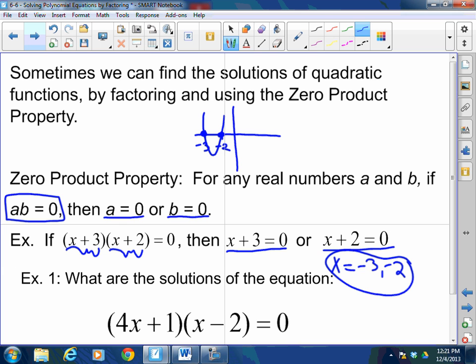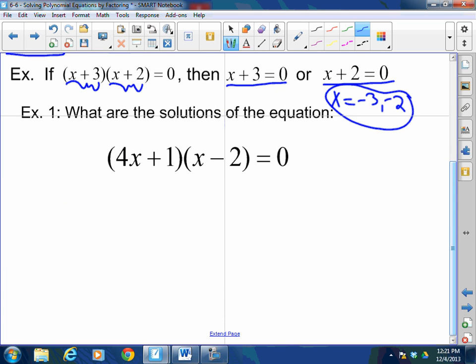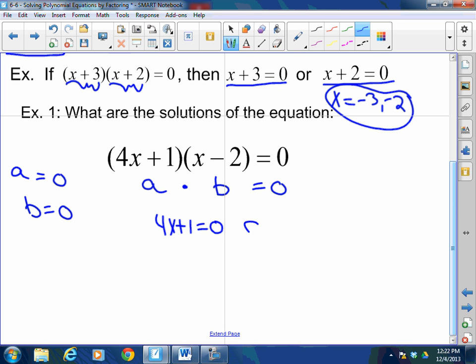Okay. So now I'm just going to practice the zero product property with you, and then we'll put it all together. So if I told you already, what are the solutions of this equation? Well, they already factored the equation for you. In this case, you have one factor here. This is your A times B, your second factor. Zero product property states that A must be set equal to 0 and B must be set equal to 0. So to find the solutions here, you're going to go 4x plus 1 equals 0 and x minus 2 equals 0. So I'm going to solve for x.